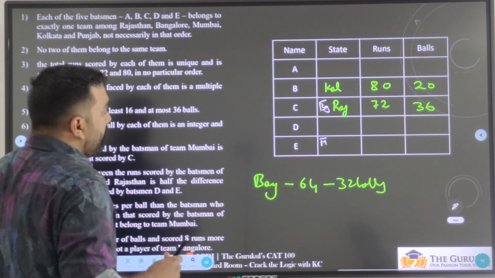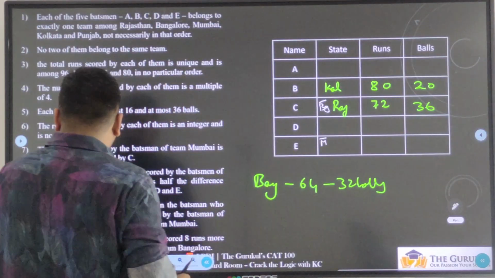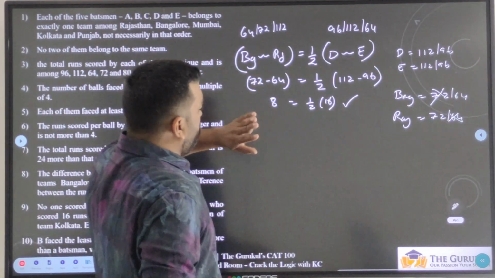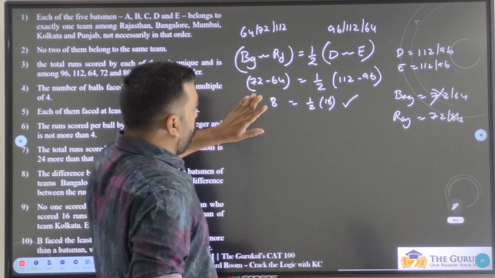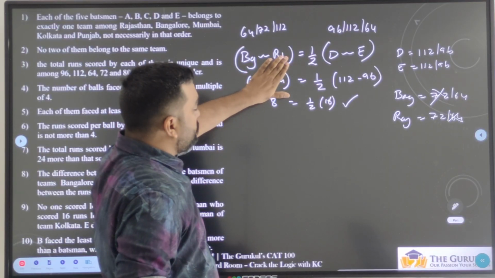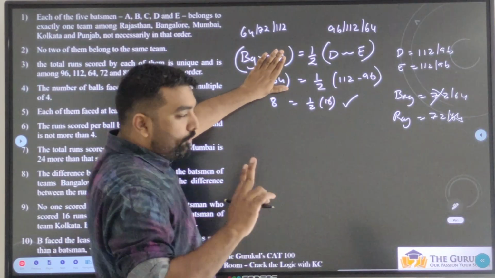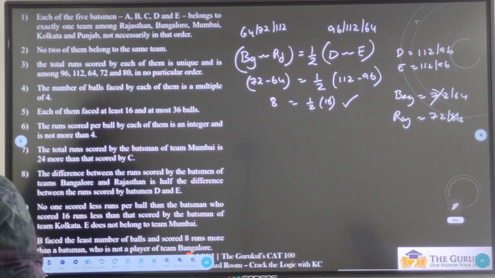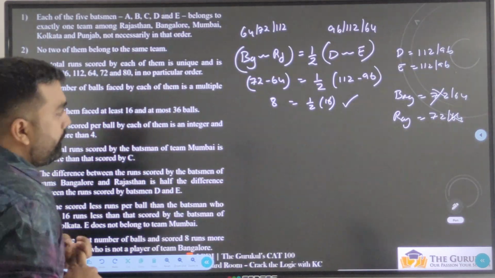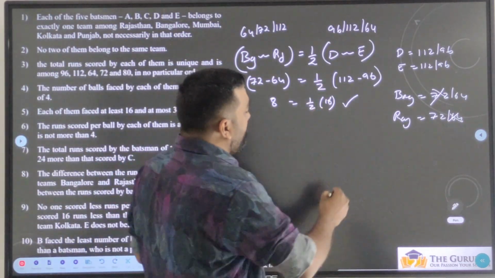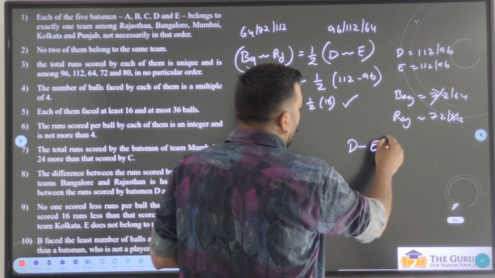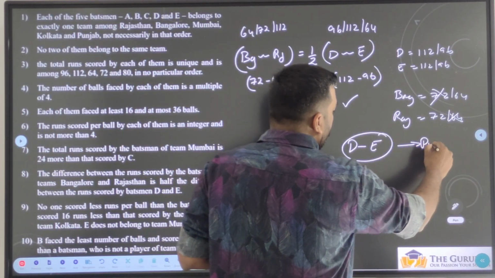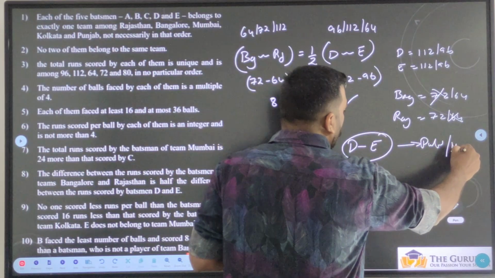Observe carefully. Calcutta and Rajasthan are done. Okay, let's leave about Calcutta. If Calcutta is already done, Bangalore and Rajasthan are associated for this two. We are left out with only two states, which is Punjab and Mumbai. Punjab and Mumbai should be associated with D and E only. This both should be Punjab or Mumbai.